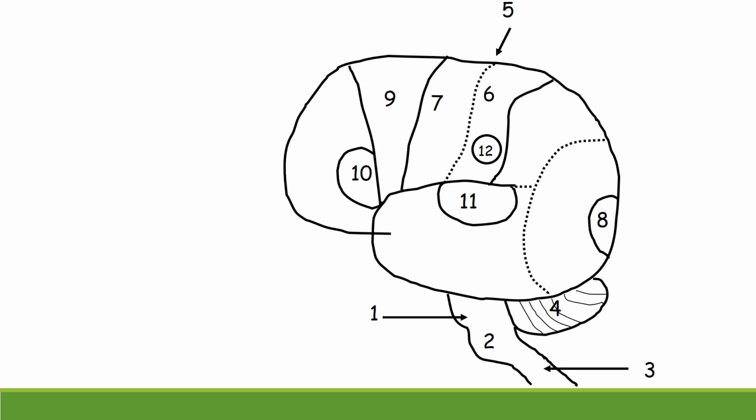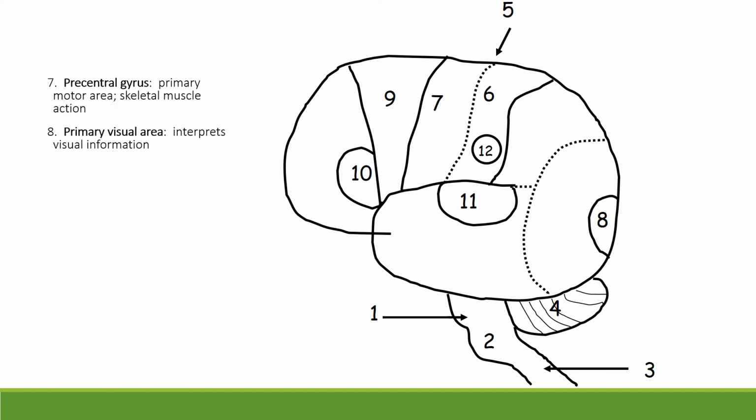Number 7 is the precentral gyrus. This is the primary motor area. Skeletal muscle actions are controlled from here. The primary visual area is number 8, and this interprets visual information. Number 9 is the premotor area, where stereotyped movements like dancing or playing the piano are controlled.